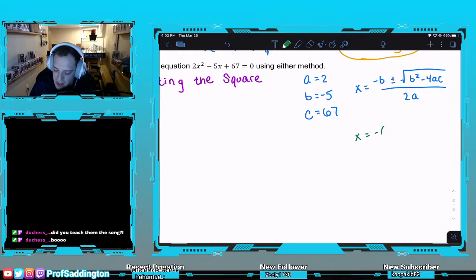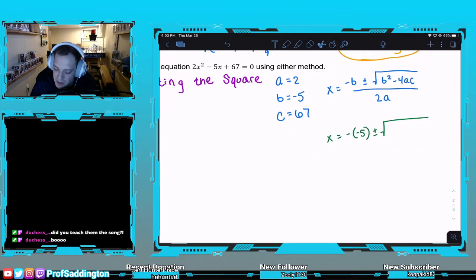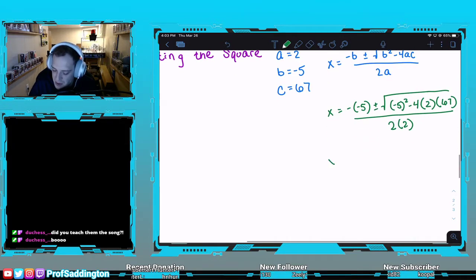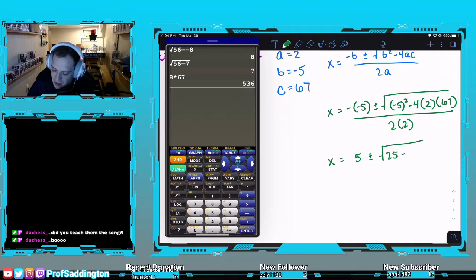So if we plug this in, we're going to have x equals negative 5 plus or minus the square root. I might have to do a little bit more room here. Let me move everything over for a second, otherwise I'm not going to be able to fit it. We're going to have negative 5 squared minus 4 times 2 times 67, all over 2 times 2. We've got to simplify what's underneath that radical. The outside negative 5 is just going to be a positive 5 plus or minus the square root of 25. What's 8 times 67? So on the inside, it looks like we're going to have minus 536, all over 4.